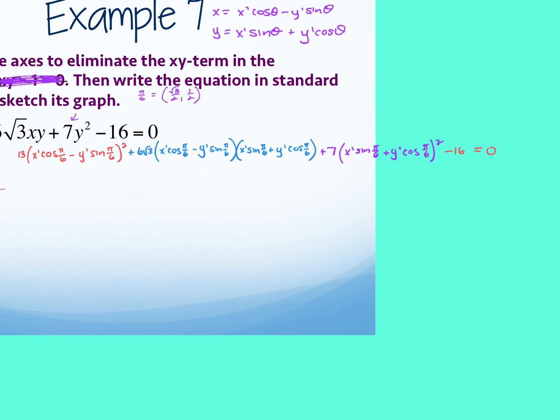There are 2 binomials squared there, so I'm going to use the shortcut on this one and on this one. The middle one is a pain in the butt. It's not the difference of two squares. It looks like it is, but it's not. So you have to do it.